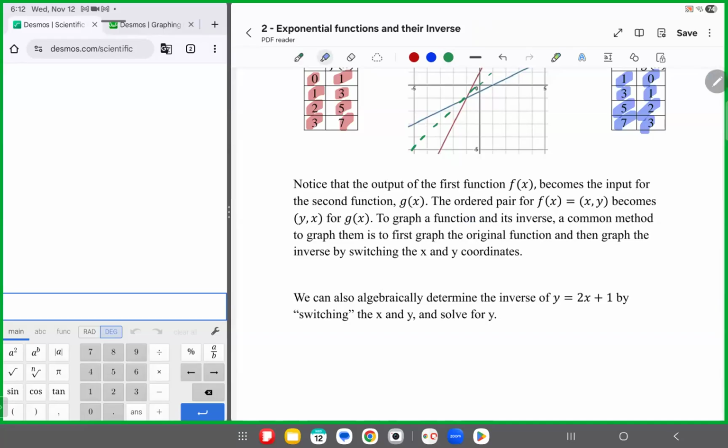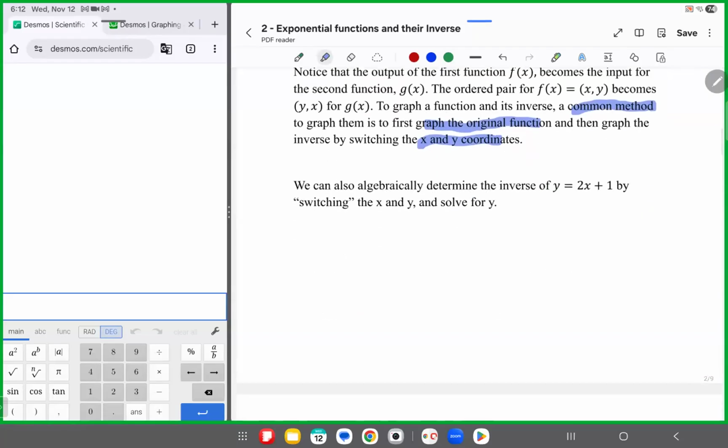So in order to graph a function and its inverse, a very common method, and this is what we're going to be doing for this lesson, is to first graph the original function and then the inverse by switching the x and y coordinates. If you so choose, you could also algebraically determine an inverse.